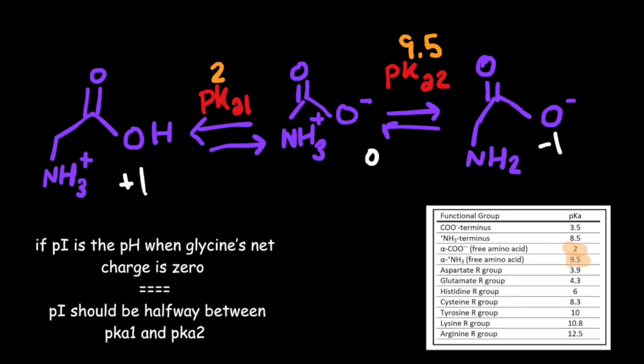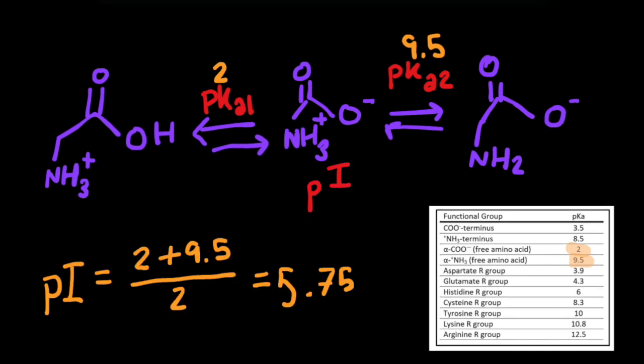So we know from the pKa's that between pH 2 and 9.5, the majority of glycine in a solution is going to have that net charge of 0. But we need one pH where all of the glycine is going to have that net charge of 0, and what that would be is the halfway point between those two pKa's. So to calculate this, we can actually take the average of the two pKa's to find out what the pH is when our glycine has a net charge of 0.